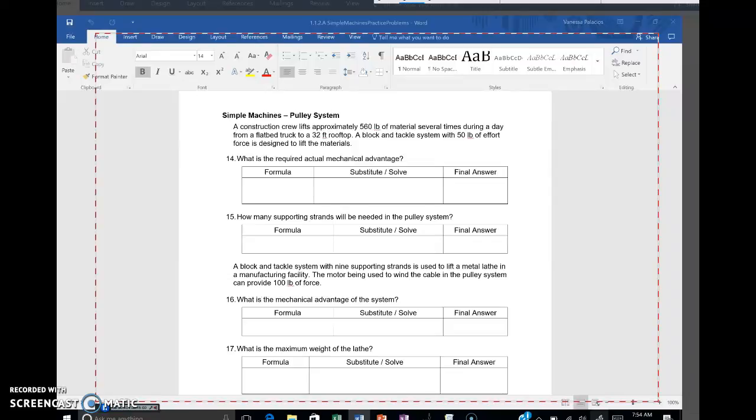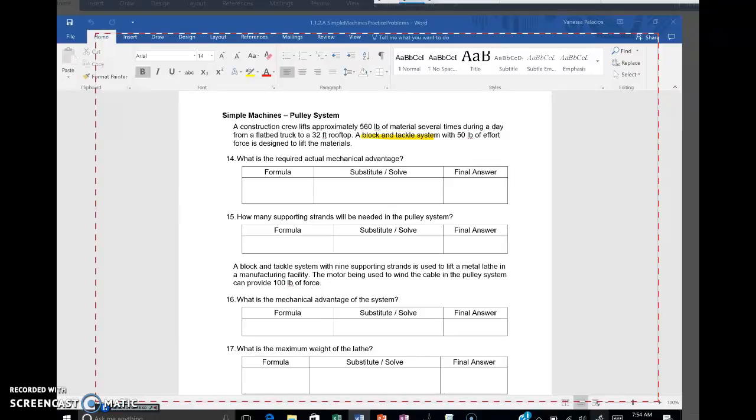Okay, so the first problem says a construction crew lifts approximately 560 pounds of material several times during a day from a flatbed truck to a 32-foot rooftop. A block and tackle system with 50 pounds of effort force is designed to lift the materials. So we know we're dealing with the block and tackle system, but it doesn't tell us how many pulleys are actually involved in the block and tackle system.